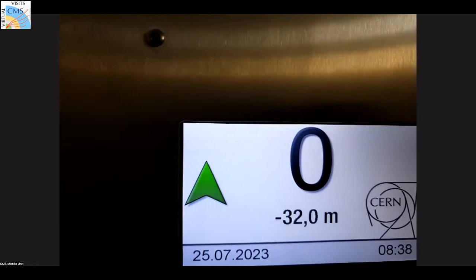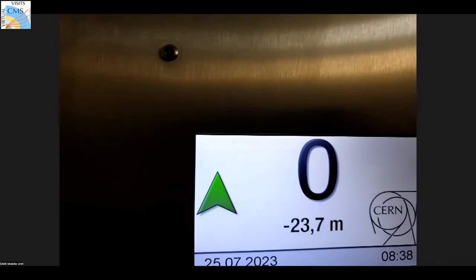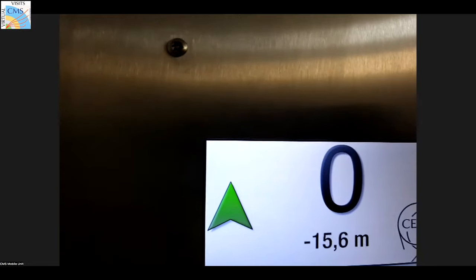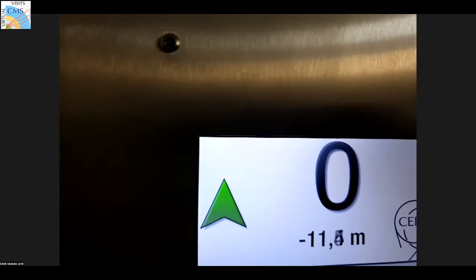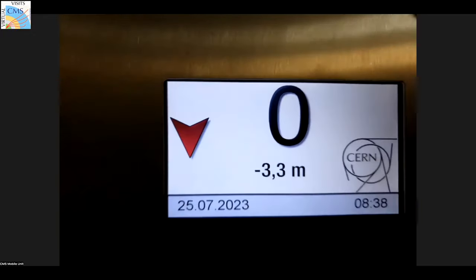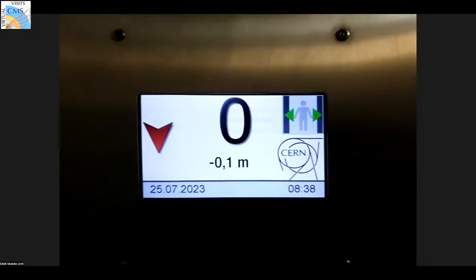So we are going down, as you see, as Archie was explaining, and Ashok is inside the lift. When we were testing the magnet of CMS, this lift was tilting, you know. It's such a strong magnet. It's one of the strongest magnets on the planet.